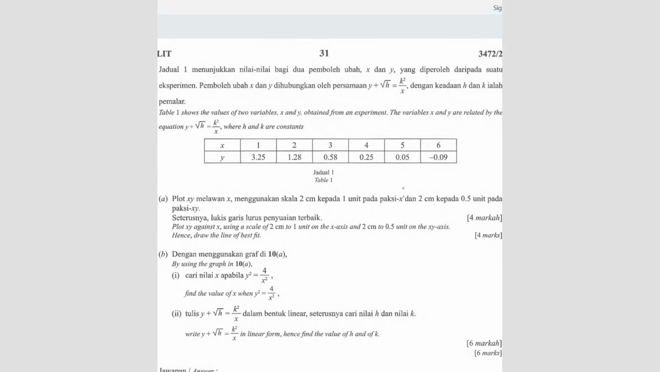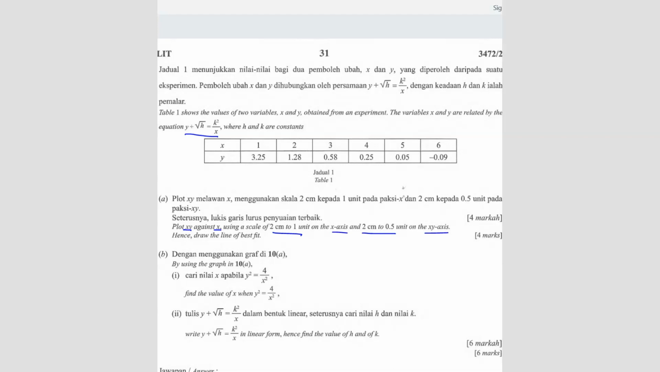Question number 10. Table 1 shows values of two variables x and y obtained from an experiment. The variables x and y are related by this equation, where h and k are constants. Question A is asking you to plot xy against x. They gave you the scale for the x-axis and another scale for the y-axis. Hence, draw the line of best fit.